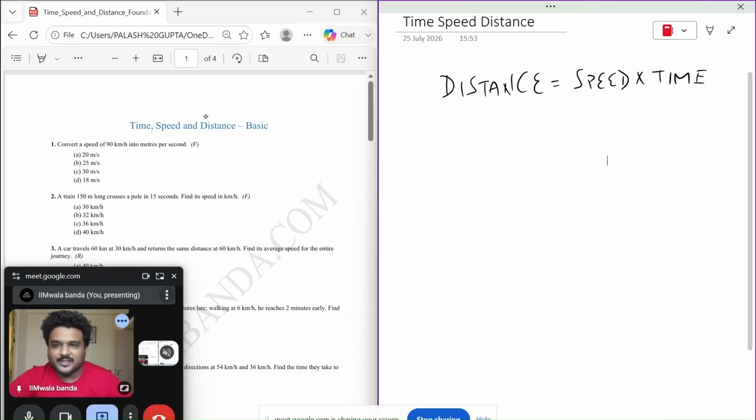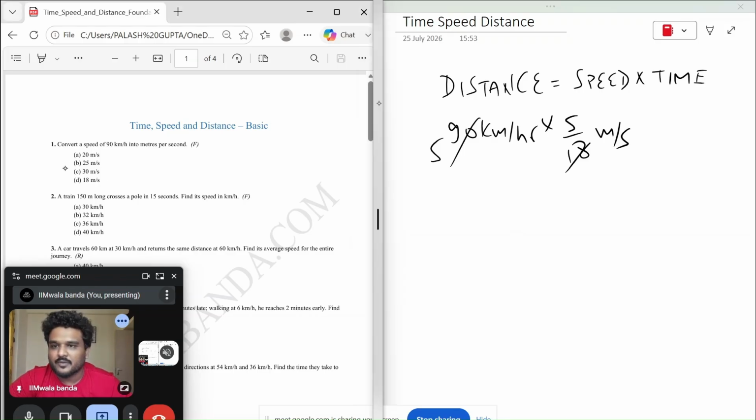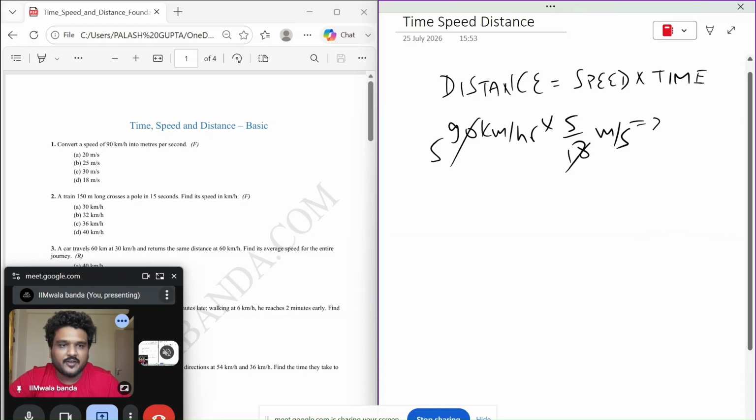If you look at the first question, it's essentially just to make certain that we have understood. 90 kilometer per hour, if I have to convert into meter per second, so this will be basically 18 fives are 90, so 25 meter per second, right? So that's it. I can say 25 meter per second.